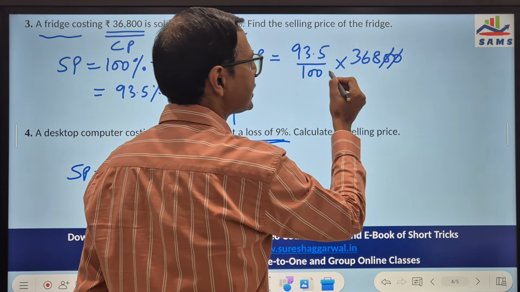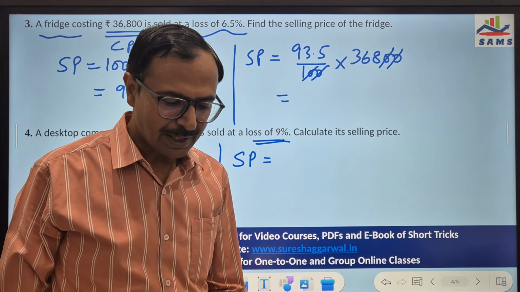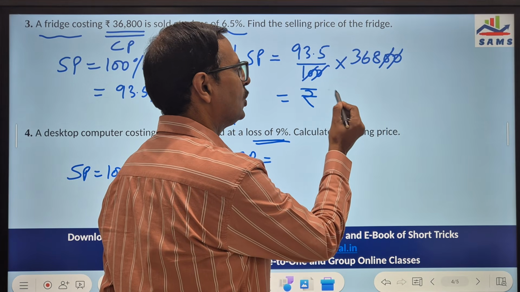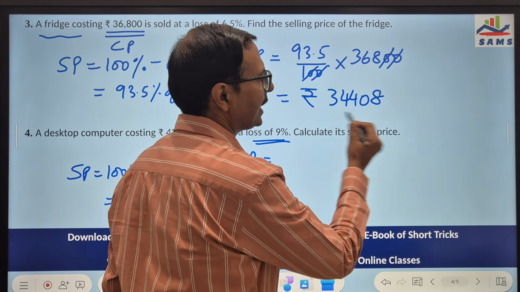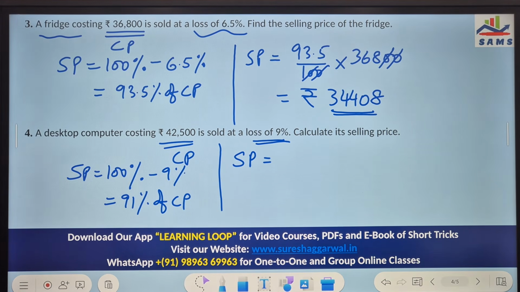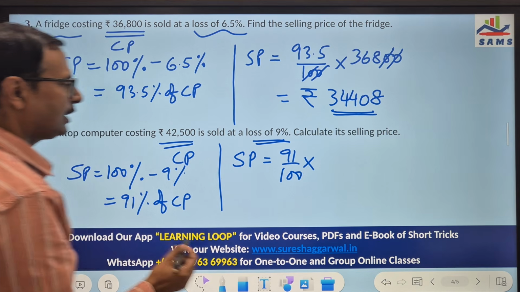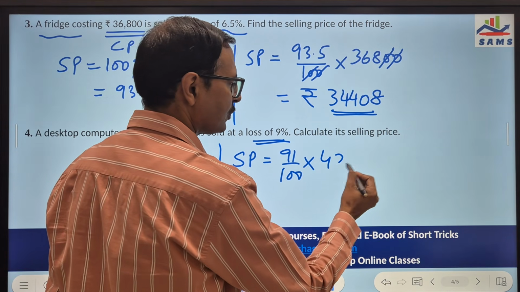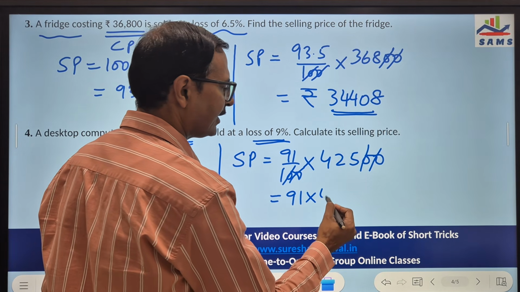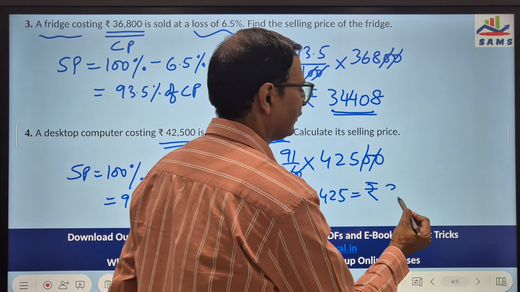Very simple. The two zeros cancel out and you just have to do one product, 368 times 93.5 to get to the answer. And I have calculated it for you already. This will come out to be 34408. So that is the selling price. See, it is less than the cost price, so there is a loss. Likewise here also 91%. So 91 upon 100 of what? The cost price, 42,500. So the two zeros cancel out. All you have to do is to multiply 91 and 425, which will give you the answer as 38675.